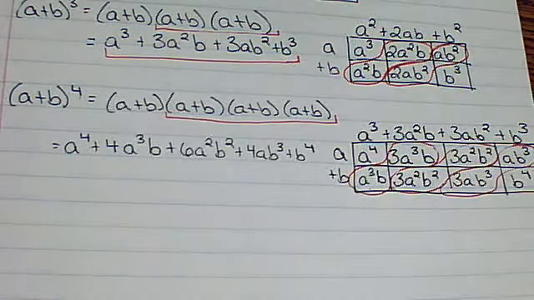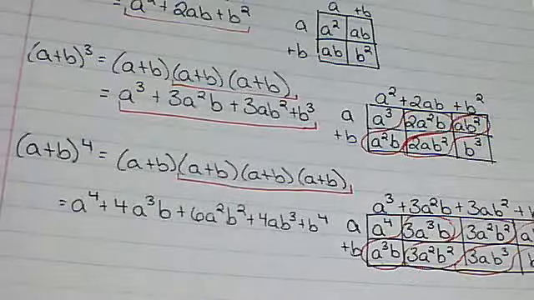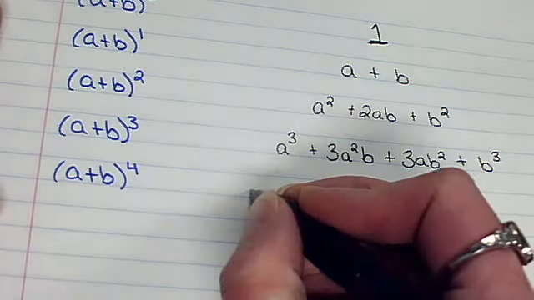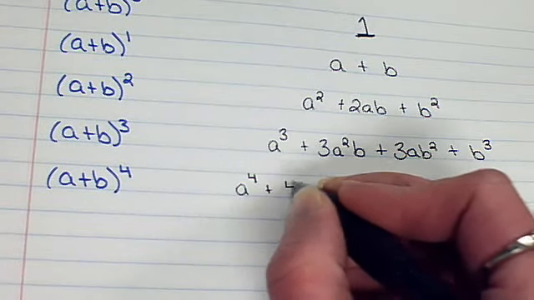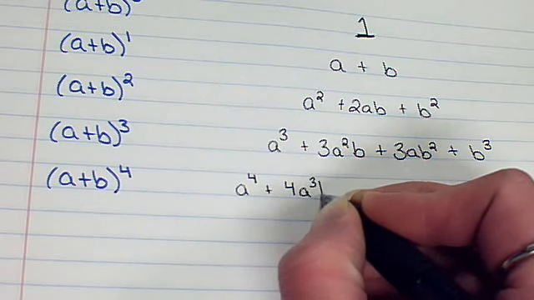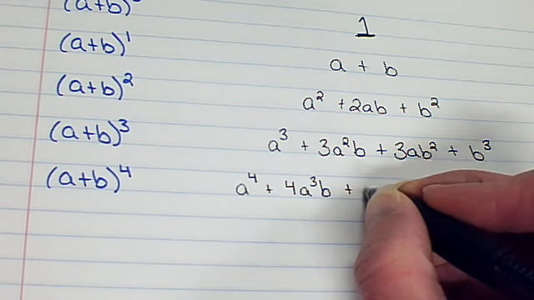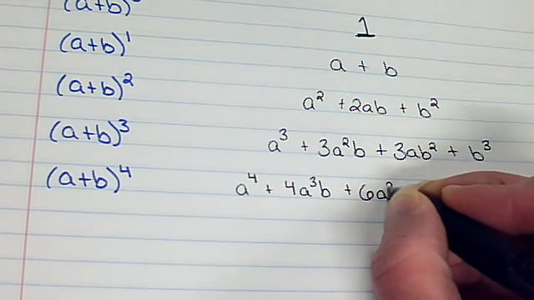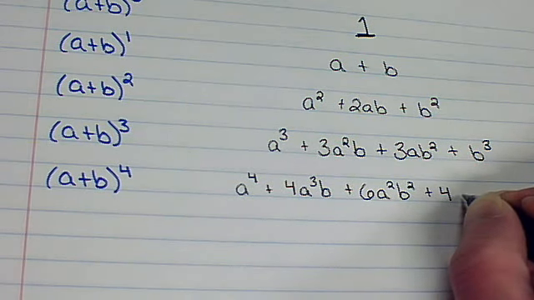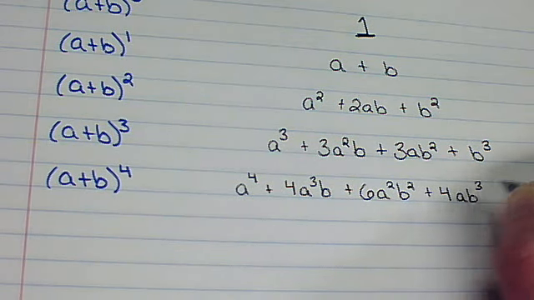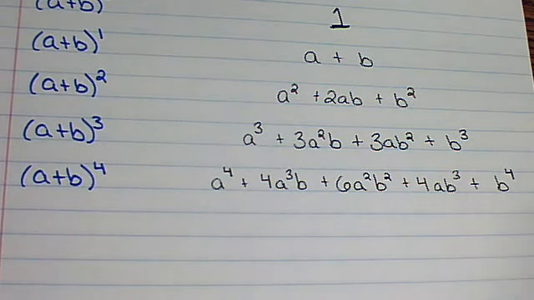Now I almost ran out of room. Let's go ahead and write this one down up in our chart at the top. All right. This was A to the fourth plus 4A cubed B plus 6A squared B squared plus 4AB cubed plus B to the fourth.